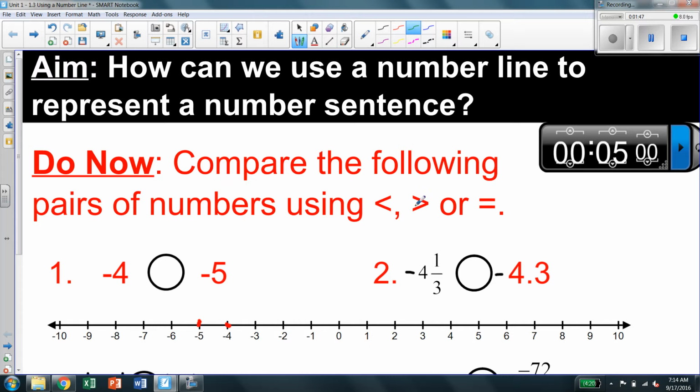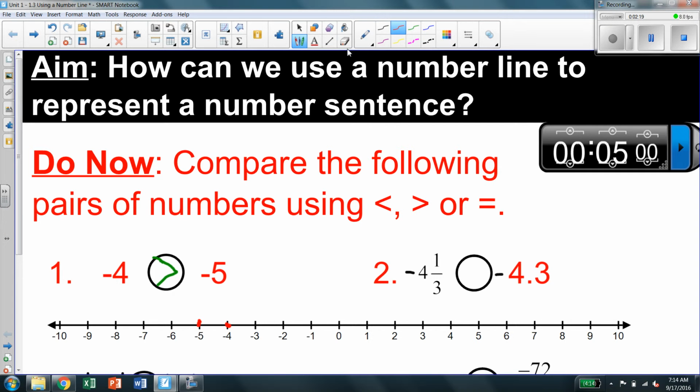So we need to use the appropriate symbol. Remember, the greater number, the symbol always is open towards that greater number. So we're going to use that symbol. And you should be thinking to yourself, how do I say that symbol? Well, this one kind of makes like an L for less than, and this one doesn't, so that would make this the greater than symbol. So we read this as -4 is greater than -5. Okay.